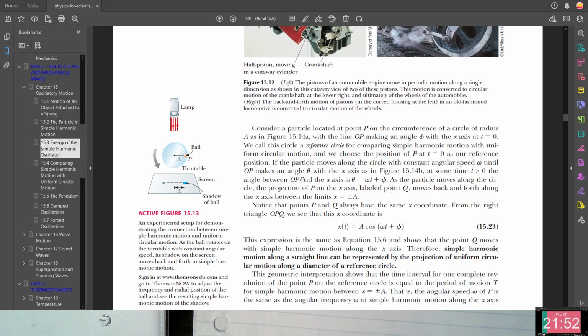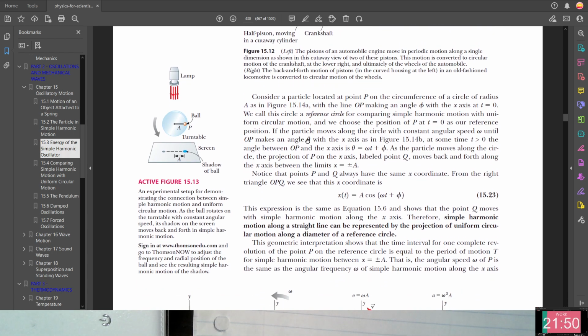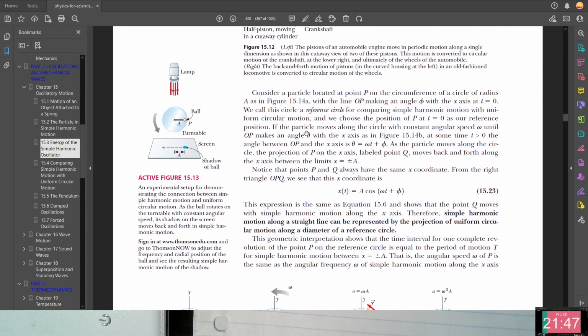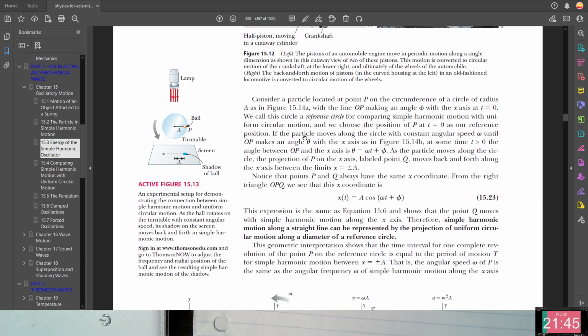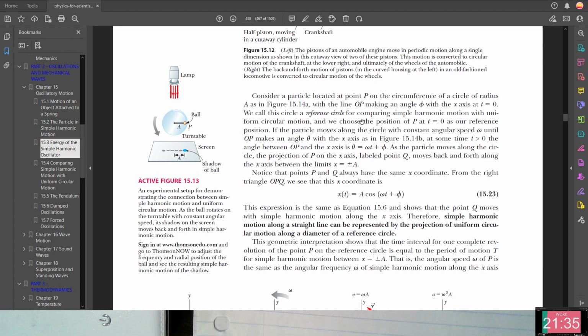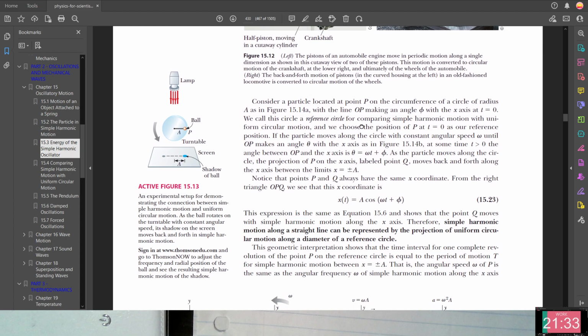Consider a particle P on the circumference of a circle of radius A, as in figure 15.14a. The line OP makes an angle phi with the x-axis at t equals 0, a reference circle. We're comparing simple harmonic motion. I wonder if I'm even. Okay, whatever. I think the important part is getting to the pendulum and dampened oscillation.